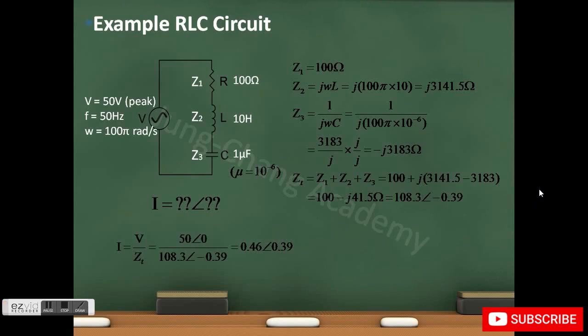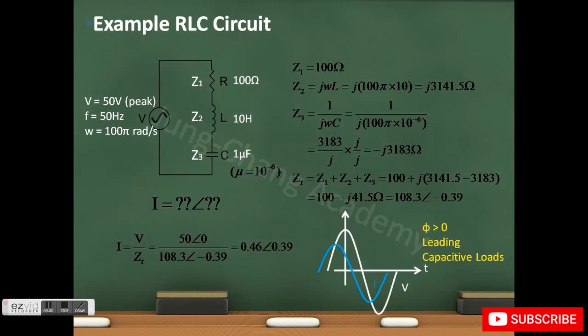So now the current is just V divided by Z total, which is 50 with 0 radians divided by 108.3 with minus 0.39 radians. And so when we do this calculation, we know that the current I is 0.46 amp with a phase shift of 0.39 radians. Since the phase angle is positive, from the last lecture, we know that we have a leading current and a capacitive load.